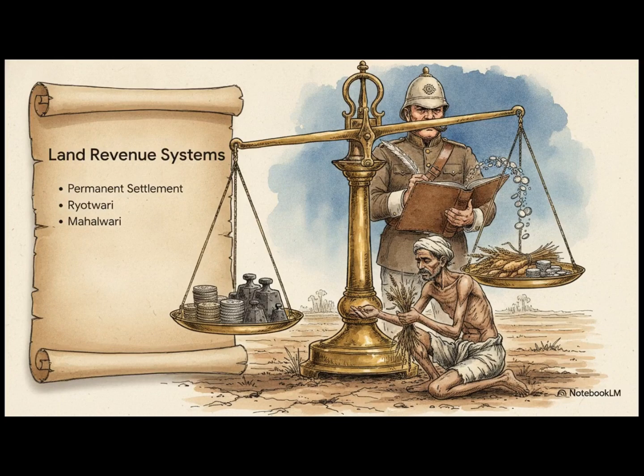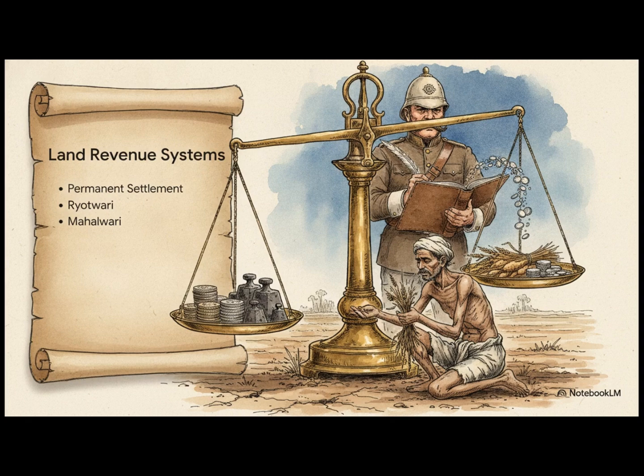To really wrap our heads around how this extraction worked day to day, we have to follow the money right into the agricultural sector. The British set up these massive, rigid land revenue systems. You had the permanent settlement in Bengal, which fixed revenues, the Ryotwari in Madras taxing individual farmers, and the Mahalwari in Punjab targeting entire villages. But no matter the name, they all shared one brutal commonality: fiscal maximization.